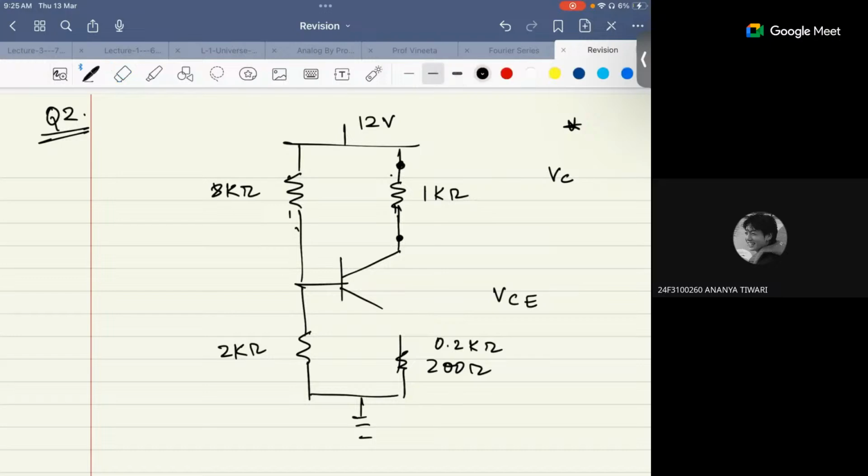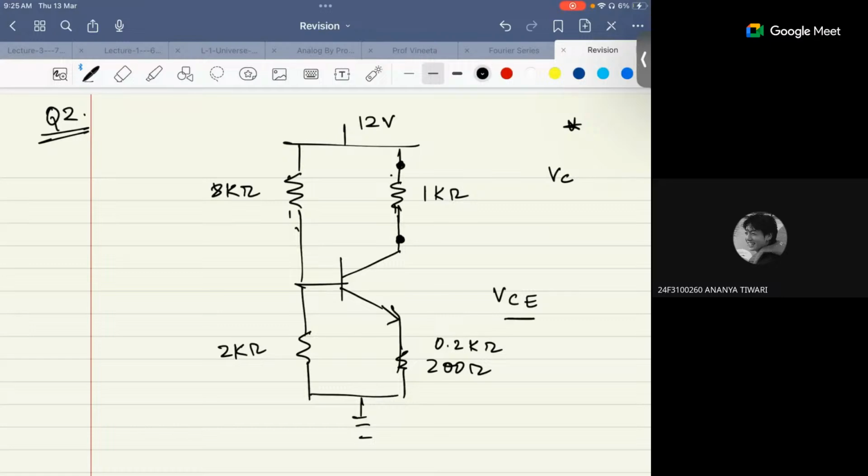Some of you can have a confusion, you can directly write it as 12 volt. That is incorrect. You have to write it just like above the collector. Okay, you have been asked to calculate the collector potential, or voltage, so you have to calculate it here. You can't write it as 12 volt, or you can't write VE as grounded, like 0 volt. Okay, so I hope this is making sense.